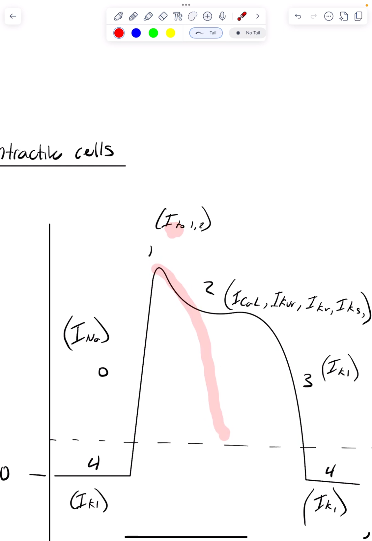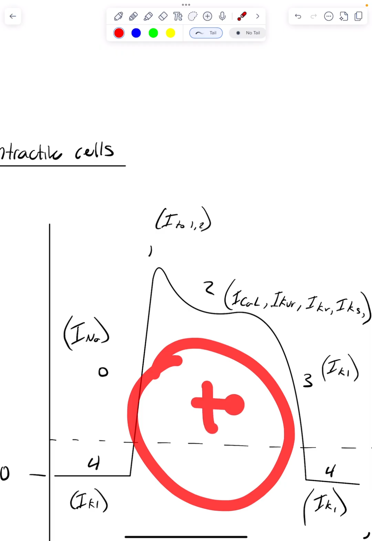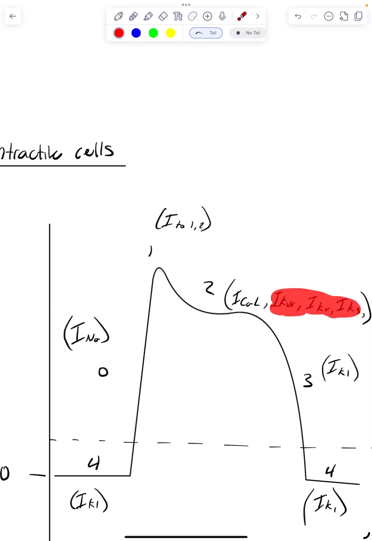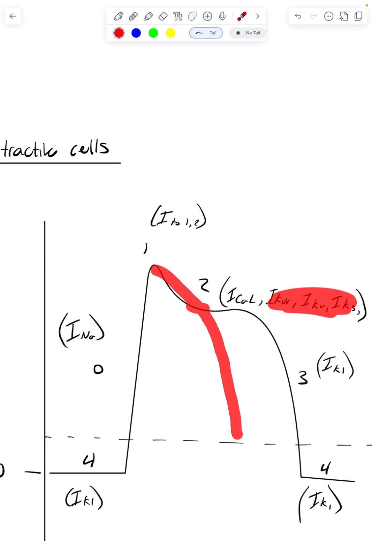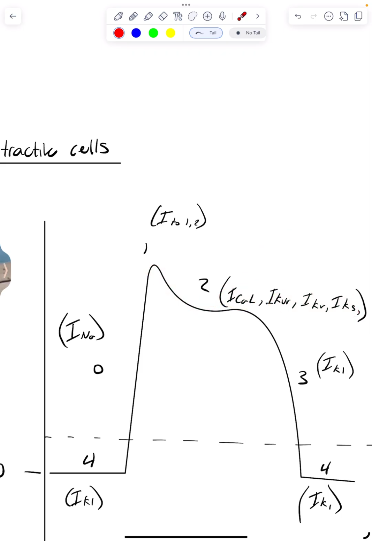But now the calcium channels open, and calcium starts to come into the cell. What that's going to do is make the cell more positive, so it's going to stop this repolarization here. And then these potassium channels are also going to open. So calcium causes this, and potassium causes this. And they kind of contradict each other, which is how we get this plateau.